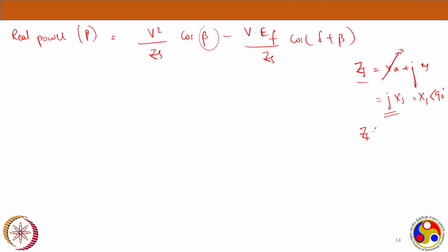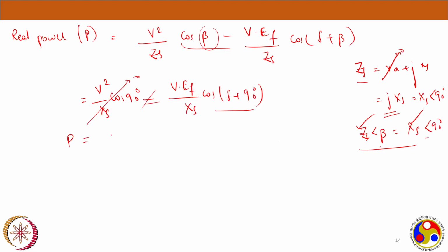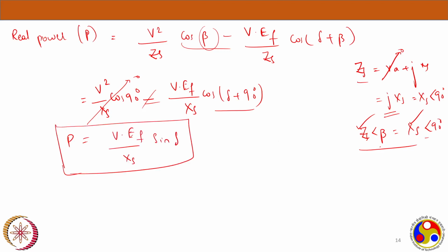So you will get V squared by XS cos 90 minus V into EF by XS cos 90 plus delta. Anyhow, the first term will be 0 since cos 90 is 0, and cos 90 plus delta will be minus sine delta. So minus minus will get cancelled and it will be positive. So the real power you will get is V into EF by XS sine delta, since cos 90 plus delta is minus sine delta, right? Now this is the real power we have got in the motor operation.